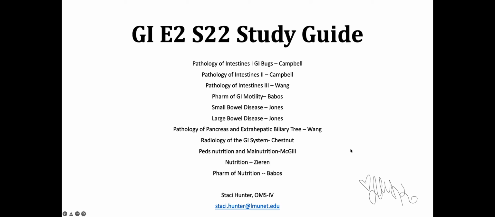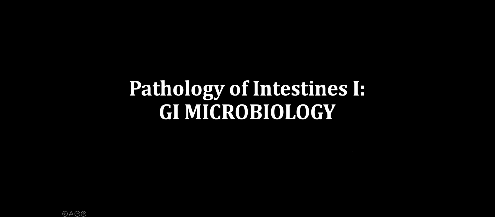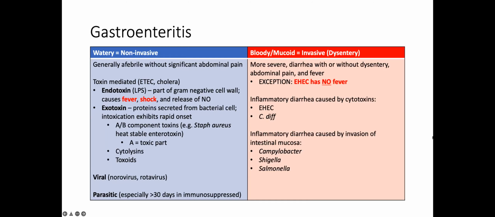Okay, so we'll get started. So pathology of the intestines 1. So we're going to look at just a little bit of GI microbiology real quick and remember back to first year. So if we look at gastroenteritis, we have either watery non-invasive diarrhea or we have bloody mucoid invasive diarrhea, also called dysentery.